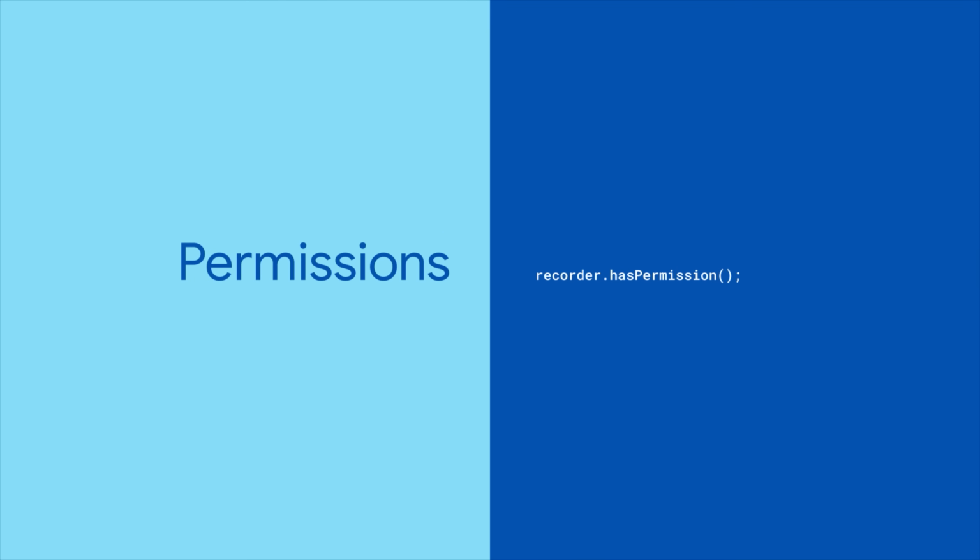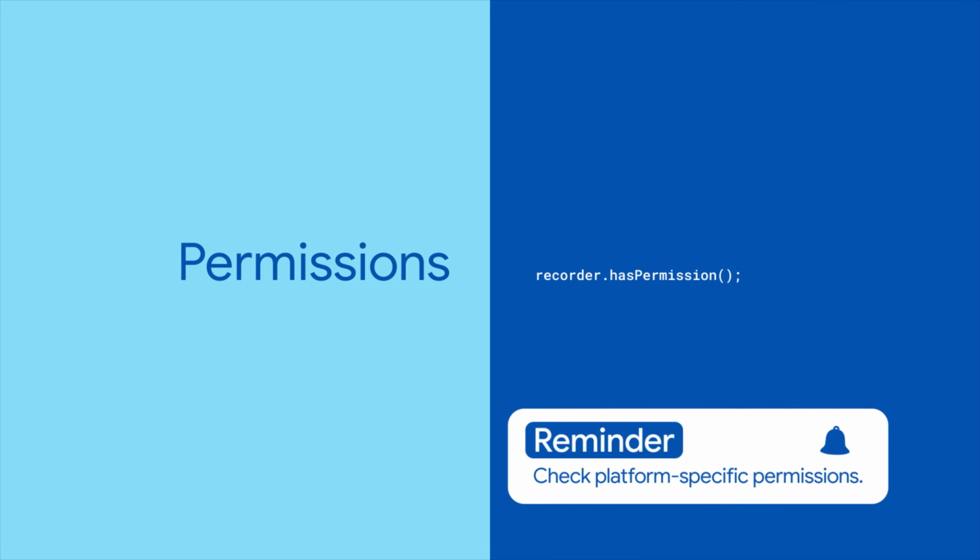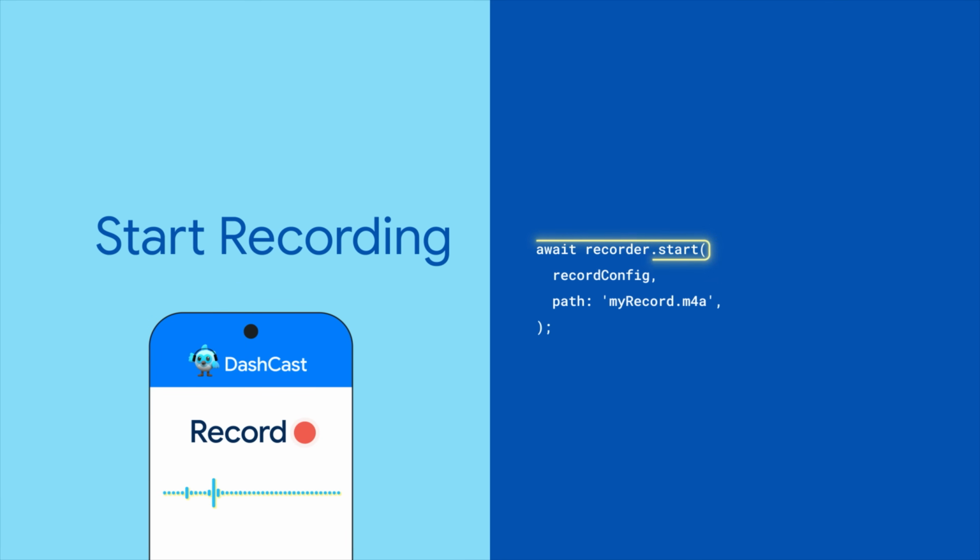Once that's done, call the hasPermission method to request the necessary user permissions to record. Remember, you might also need to add permissions configuration in some platform-specific build files, so check the documentation for your specific target platforms. Start recording audio by calling the start method and providing your record config along with a file path where the file should be stored.